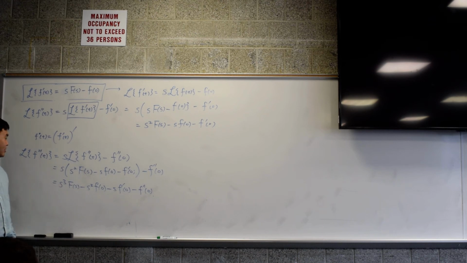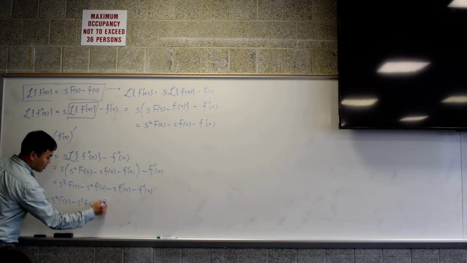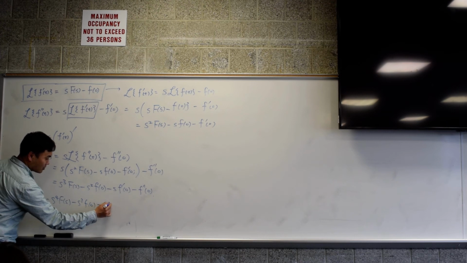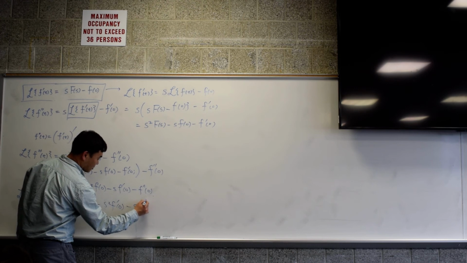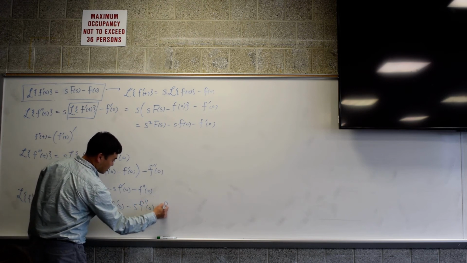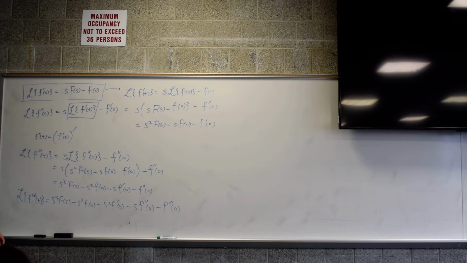Okay? So now do you see a pattern? Can you guess what the next one will be? What would it be if I take the fourth derivative of f? S to the fourth F of s, minus s to the third f of 0, minus s to the second f prime of 0, minus s times f double prime of 0, minus f triple prime of 0. Okay? So it's like this.